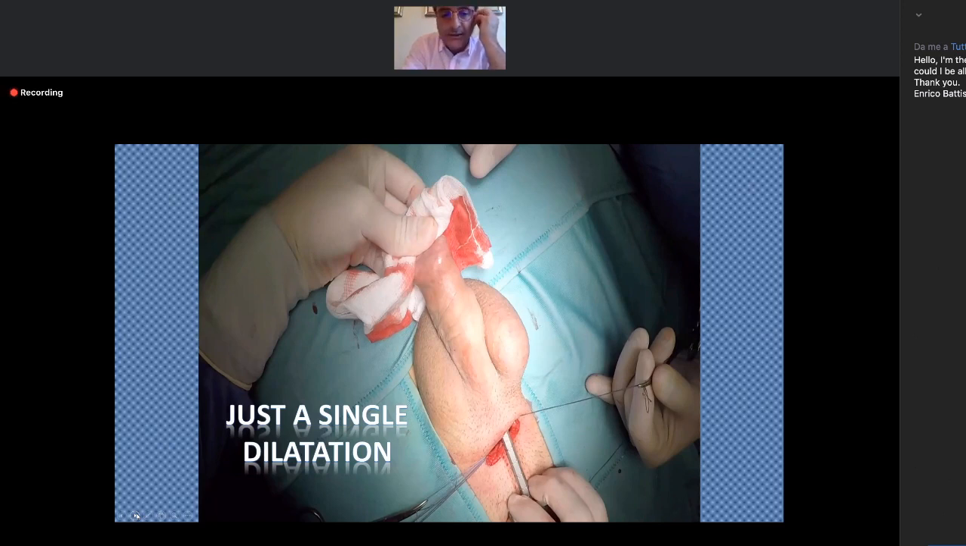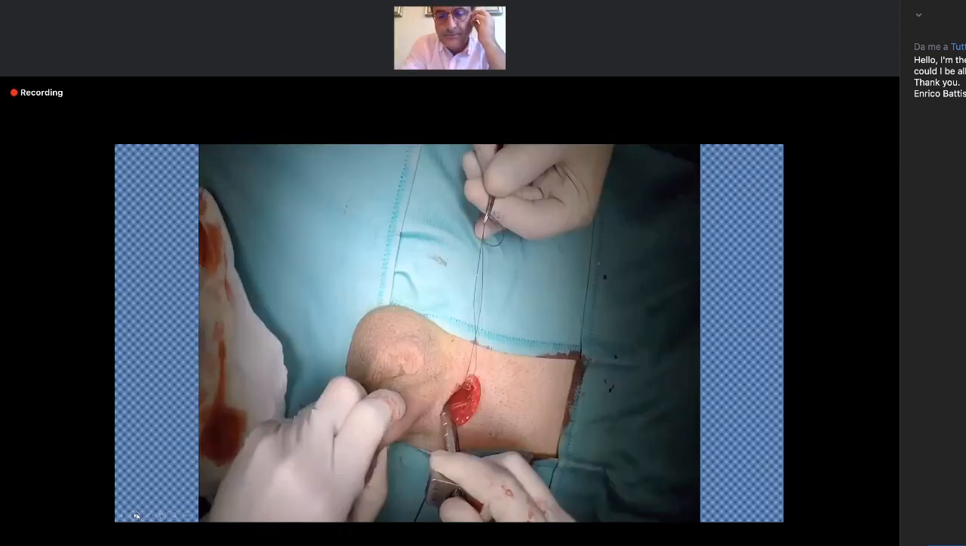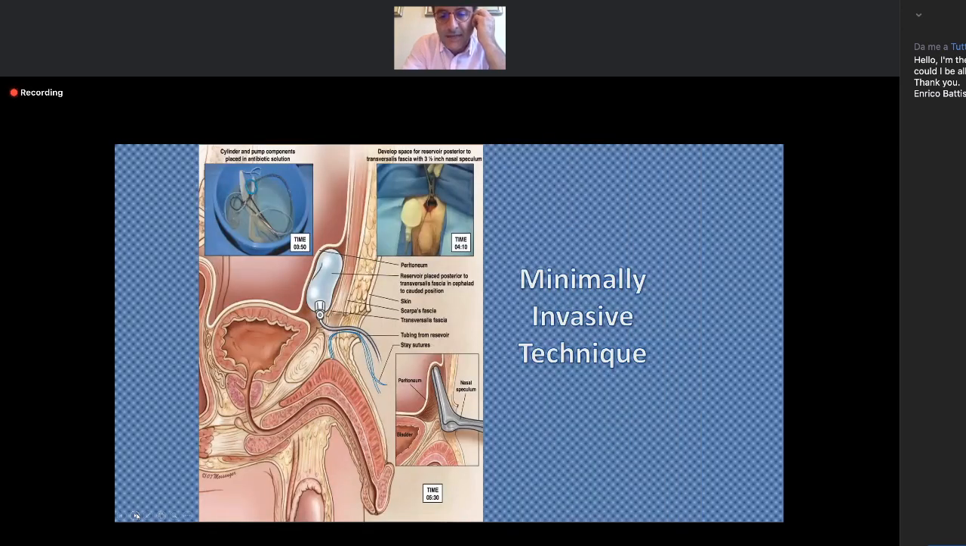Next. We make the dilatation in the proximal part to the crura. Next. At the same time, we measure the length of the corpora. In this position, you can implant the reservoir in the space of Retzius, or you can implant the reservoir in ectopic position. Next.